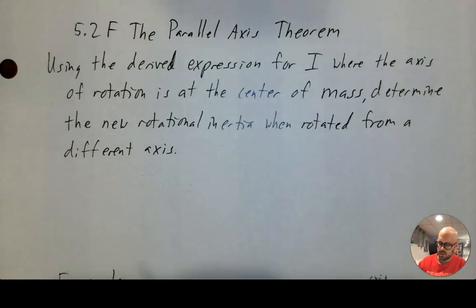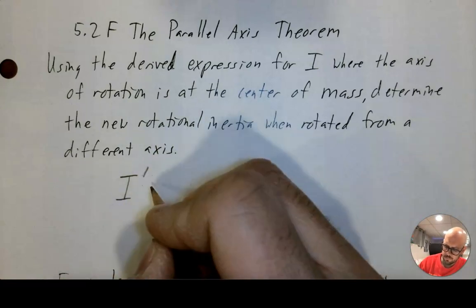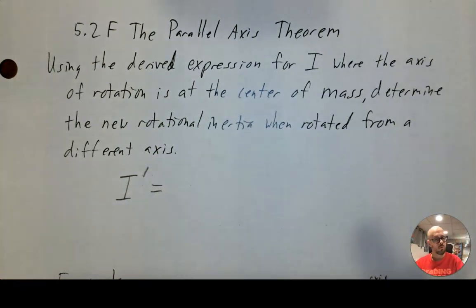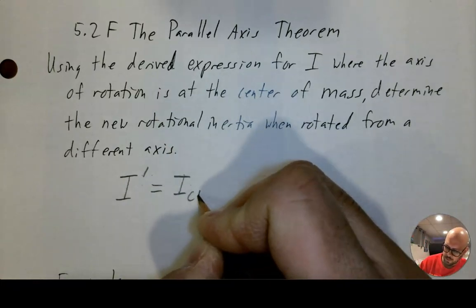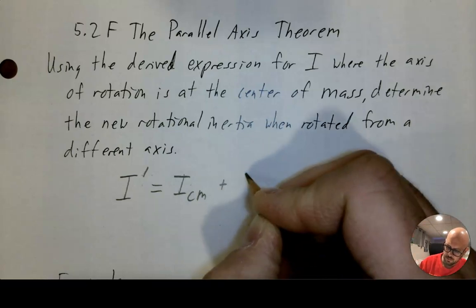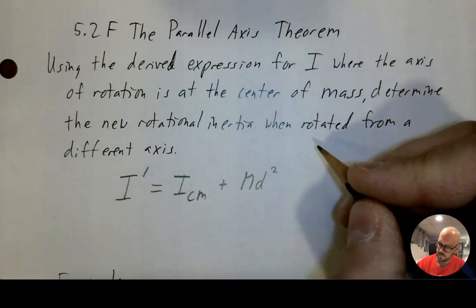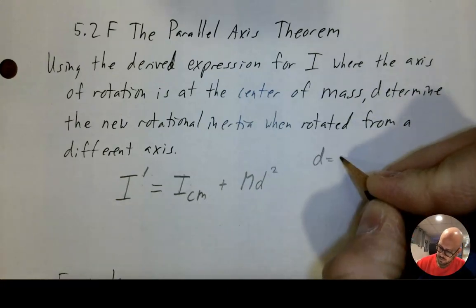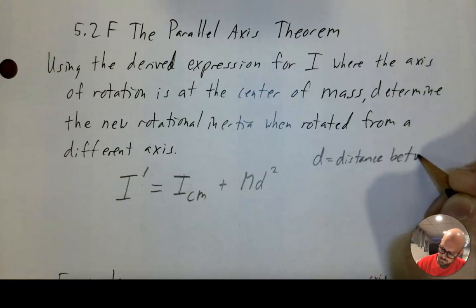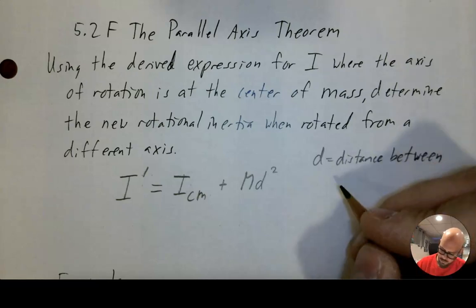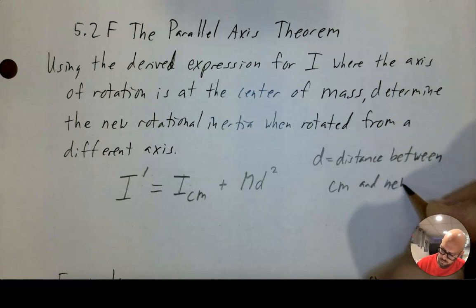On your equation sheet, this parallel axis theorem goes like this. I prime, that would be the new rotational inertia, is equal to I of the center of mass plus the mass of the object times a distance d squared. d is the distance between the center of mass and the new axis.